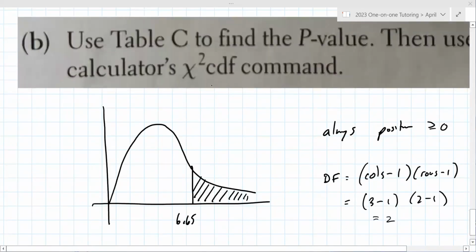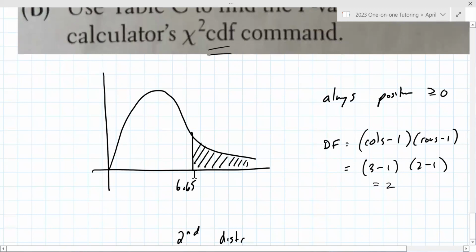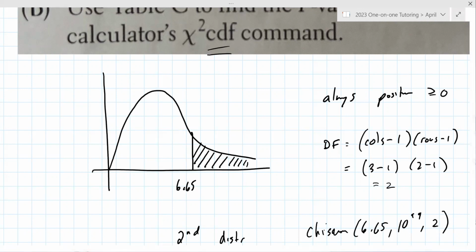Okay, the CDF. Now, what I'm not sure of is the syntax. I don't know, it probably wants a lower and then an upper. Right. So your lower is 6.65, your upper is 10 to the 99. The last one is usually the degrees of freedom. I usually just put a really big number for the upper. Yeah, 10 to the 99 is a good choice.